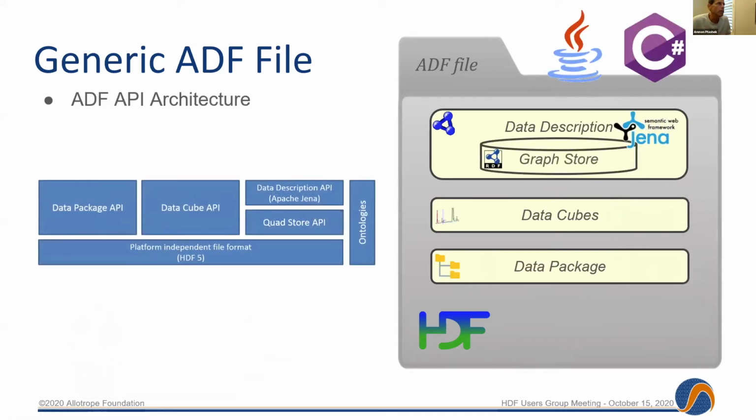So we see here the overall ADF API architecture. The underlying infrastructure is the HDF5 file format. And we have the data package API and the data cube API on top. We have the graph store, which we will talk about in a moment, to store the triples on top of the HDF5. And we have Apache Jena, the industry de facto API framework for the semantic web. And all of this can be accessed through a Java or C# library.